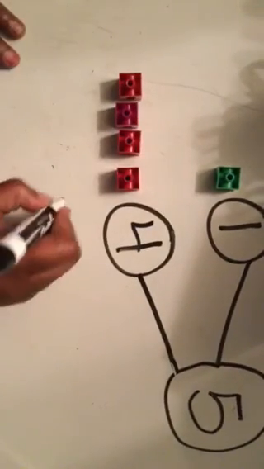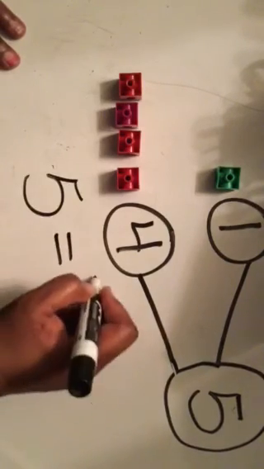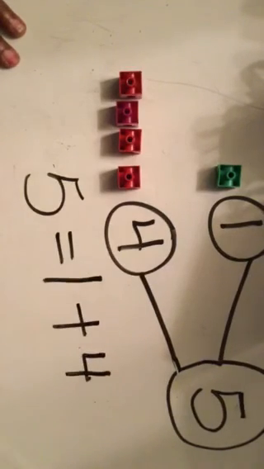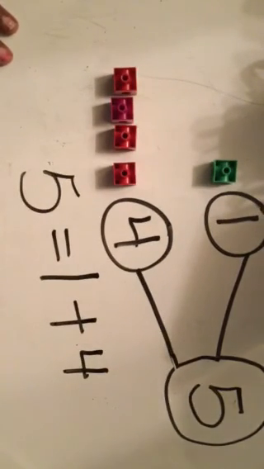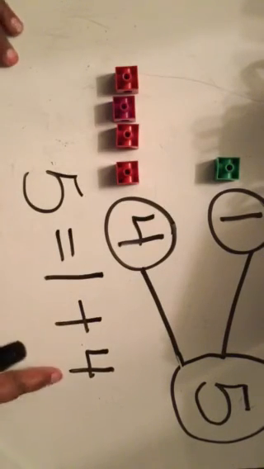I can also write it like this. 5 is the same as 1 and 4.